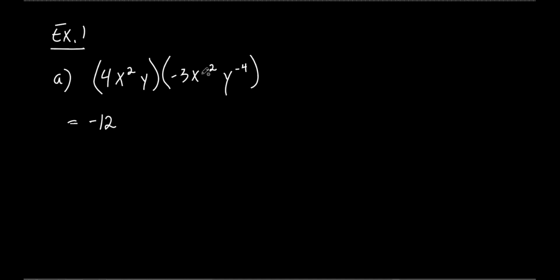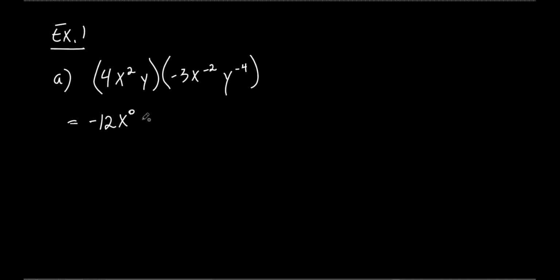So what's the rule when I'm multiplying? What do I do with the exponents when I multiply with the same base? I add the exponents together. So this is going to be x to the, what is it? 2 plus negative 2. 0. So what's that eventually going to go to? It's going to go to 1. We'll do that in the next step, okay?